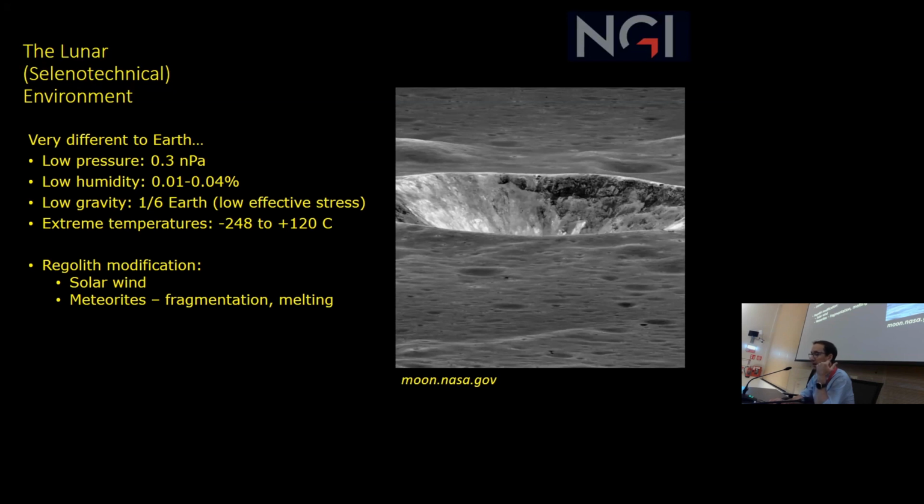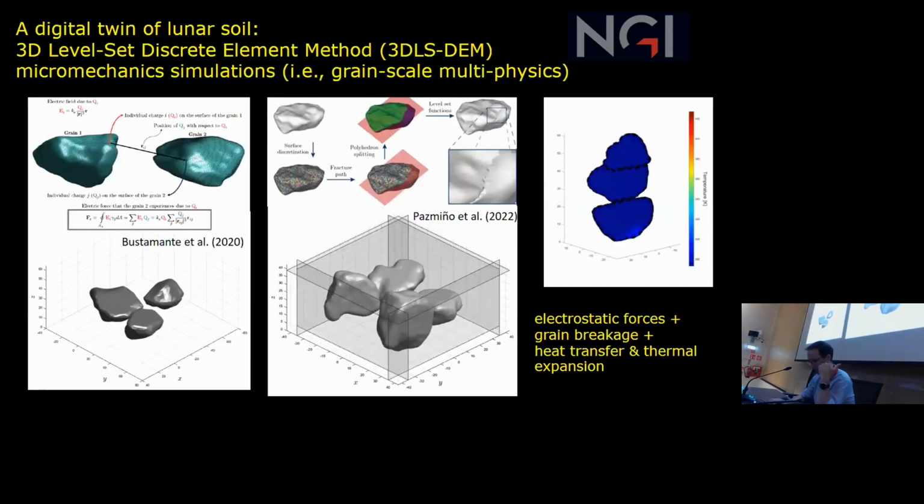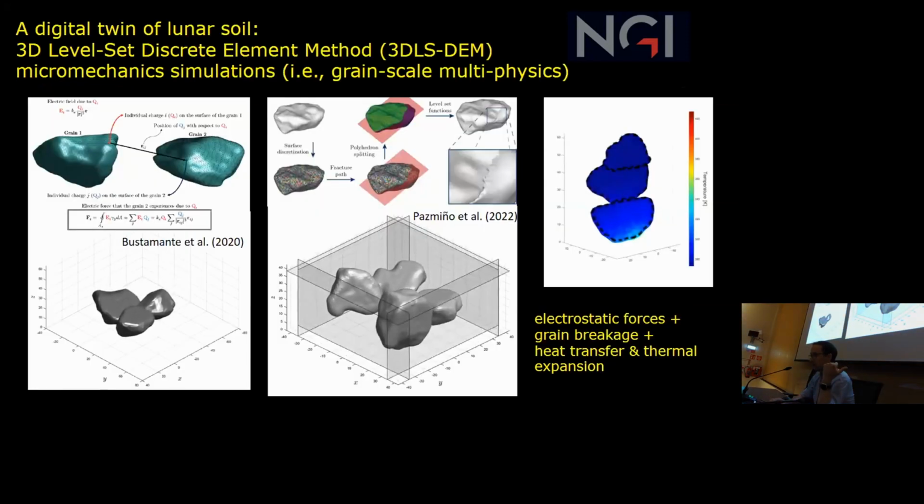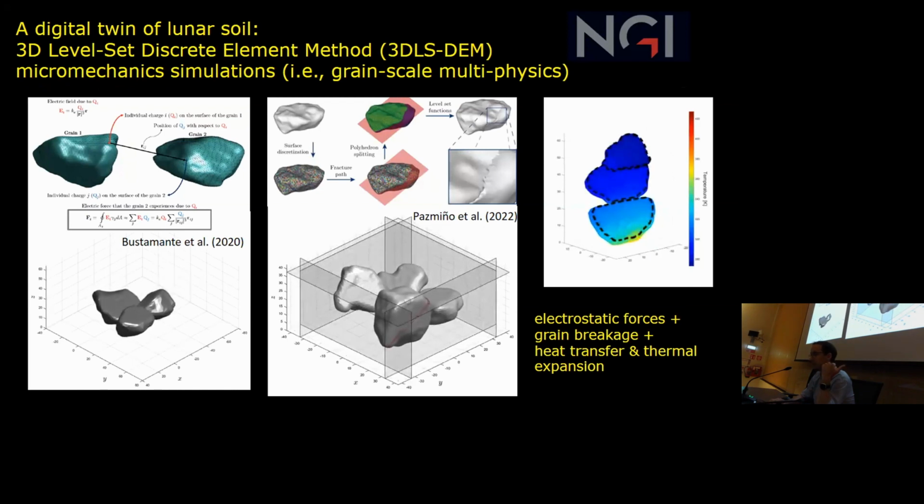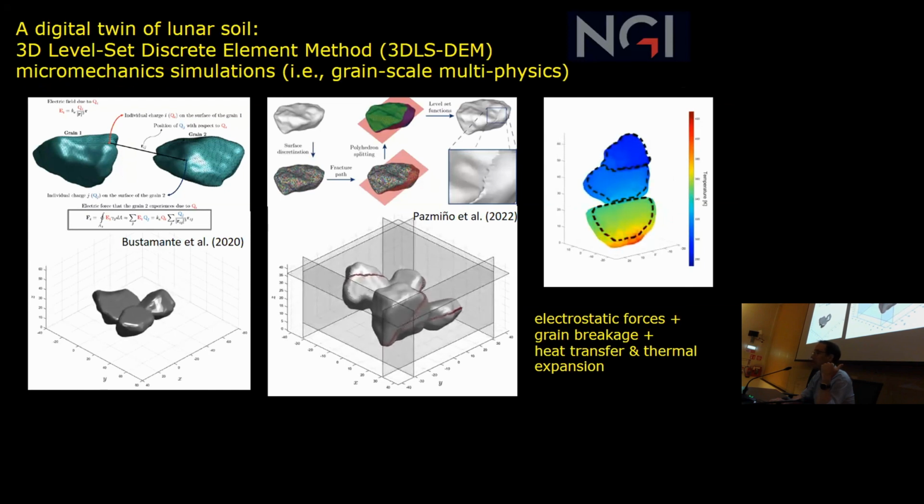And so back to this idea of simulants, we talk about high fidelity simulants of Mare and Highlands, and then really expensive simulants where you actually try to incorporate agglutinates and some of these other interesting things that come from these weathering processes. So for us, the question is, how do we account for this? In a very quick way, what we're doing is building digital twins of lunar soils. To build this digital twin, we use a method called the 3D level set discrete element method, 3D LS-DEM for short.